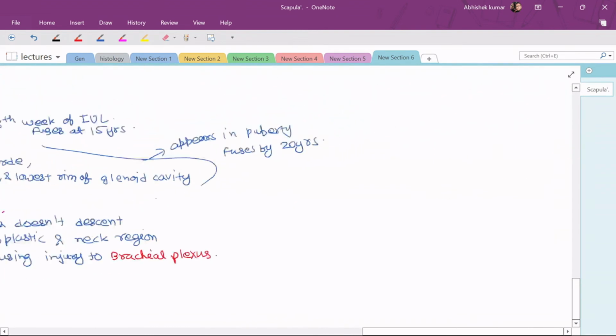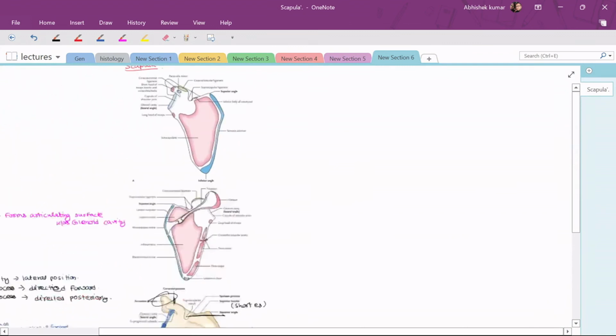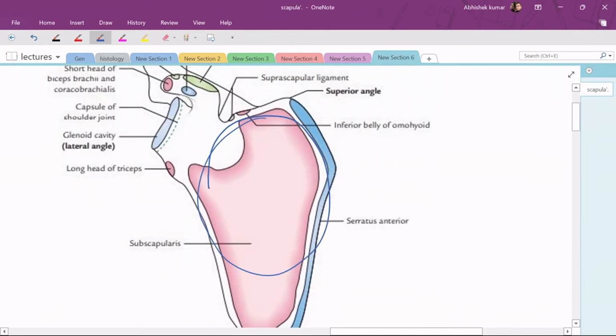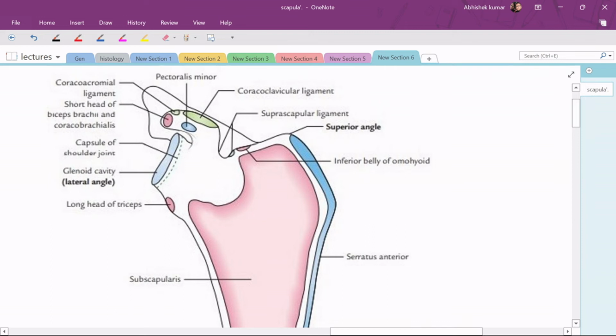Let me show you, if I can, some. So first of all, this is the coracoid portion. Let's talk about this. In the coracoid portion, this is actually the costal surface, that means the anterior view of the scapula. And in this you can see that the pectoralis minor attaches to this point, the coracoclavicular ligament attaches to this, the coracoacromial ligament attaches to this point, and the short head of biceps brachii and coracobrachialis attach to this.